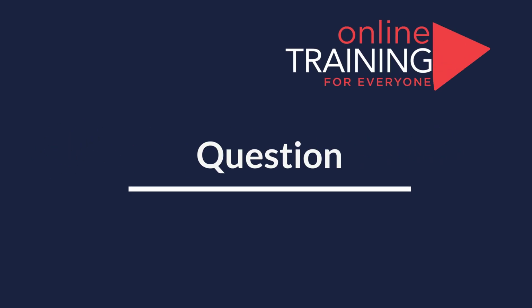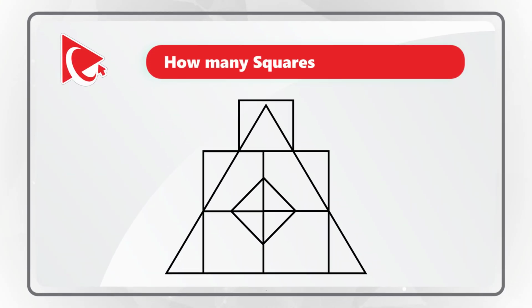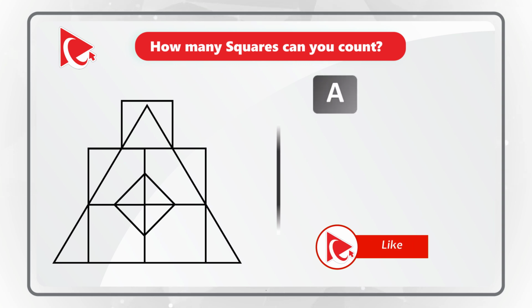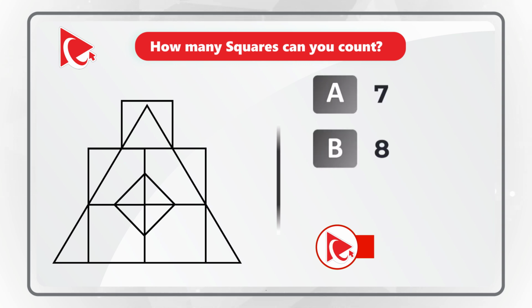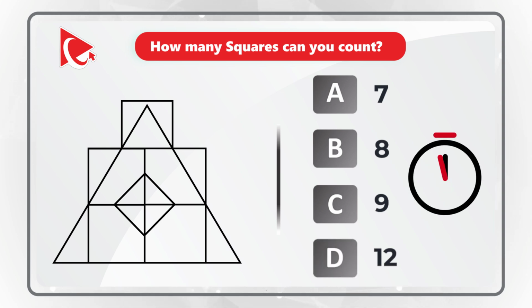Here's an interesting question where you need to correctly count the number of squares on the picture. Take a close look and select from one of the following choices. Choice A, 7 squares. Choice B, 8 squares. Choice C, 9 squares. And choice D, 12 squares. Make sure to count inside and outside squares to get to the correct solution.